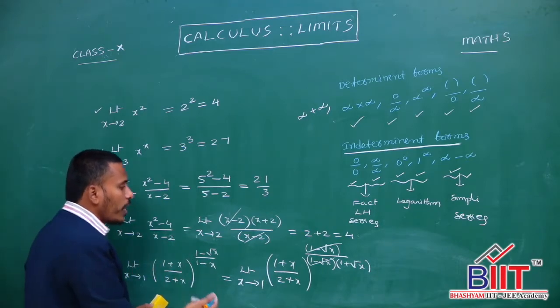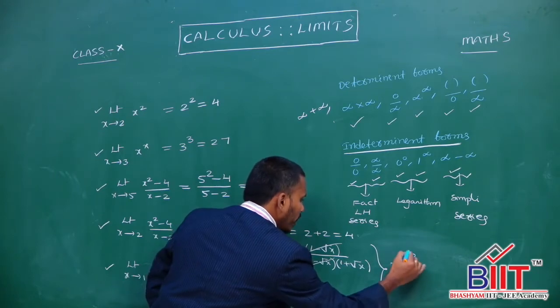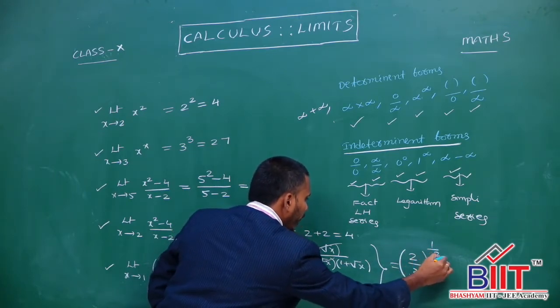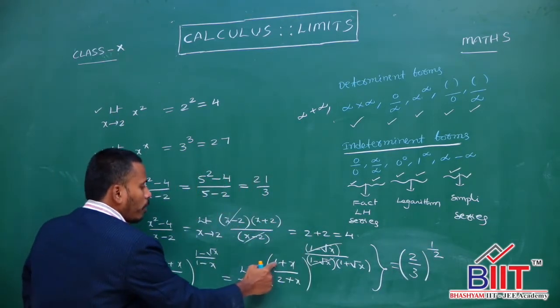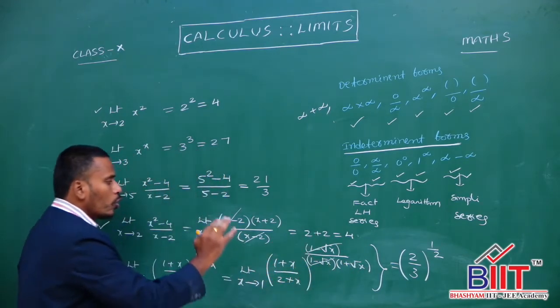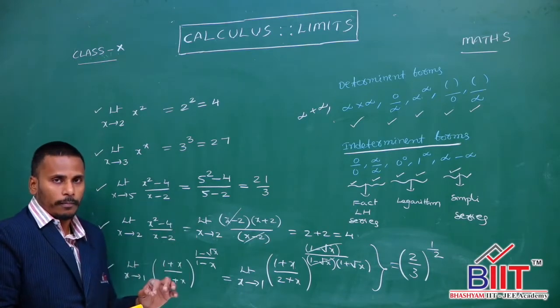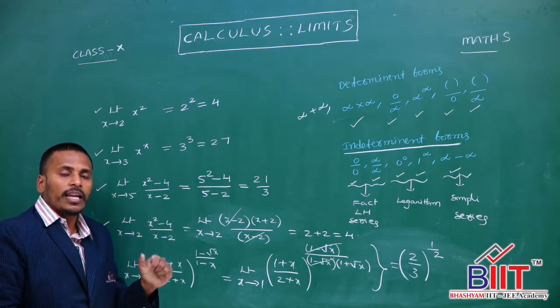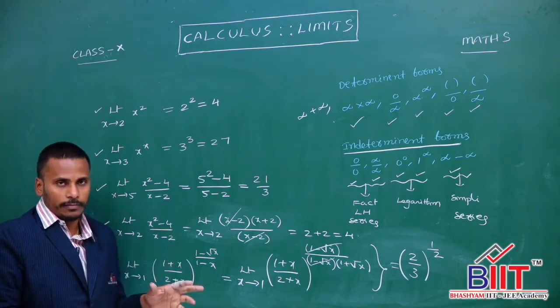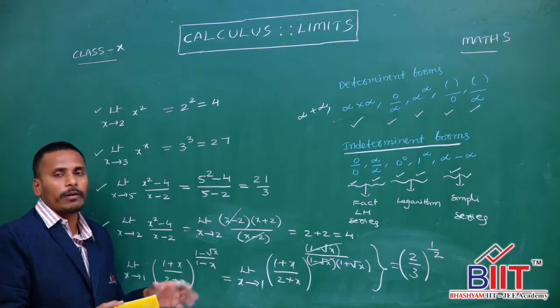And now you just replace x with 1. So, your answer for this is 2 by 3 to the power 1 by 2. Replacing x with 1, 1 plus 1 is 2, 2 plus 1 is 3, 1 plus root 1 is 2. So, 2 by 3 to the power 1 by 2. In this way, we calculate limits for the functions directly, by avoiding indeterminate forms, and we will do different problems.